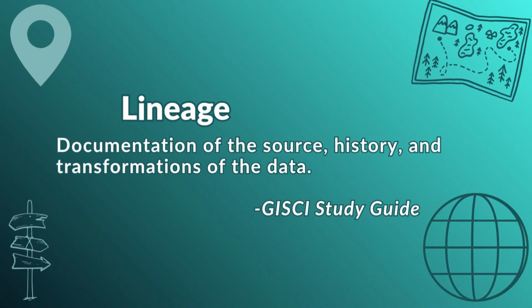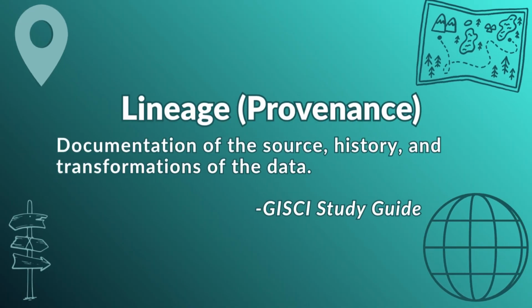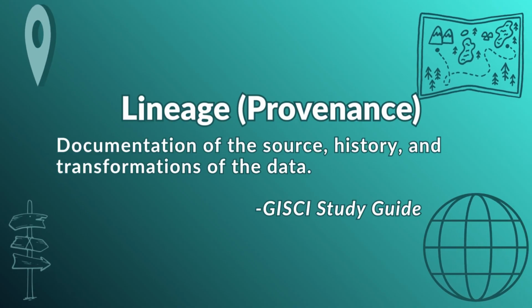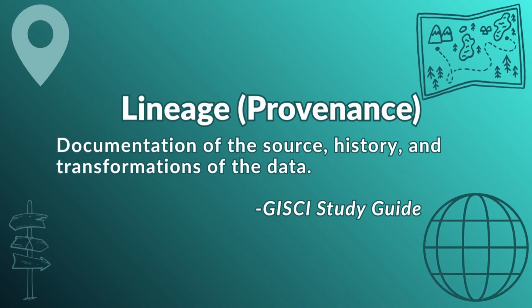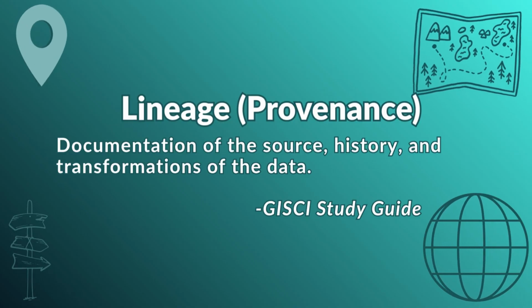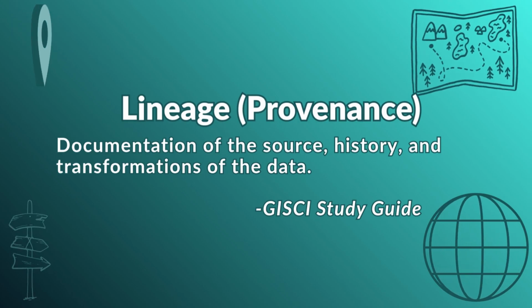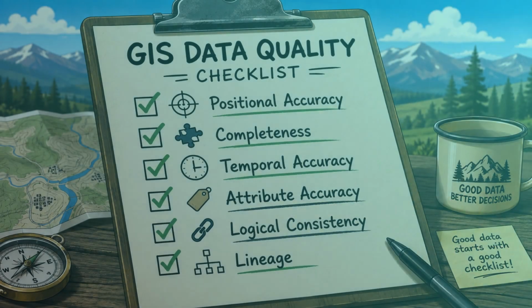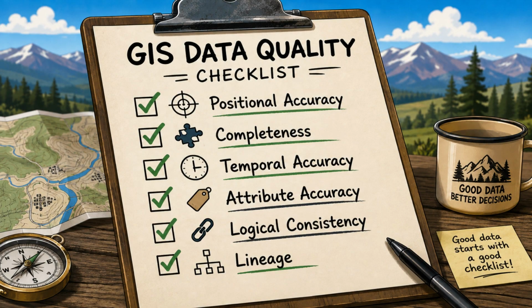Precisely. And wrapping all of these dimensions together is another vital concept, which is lineage or provenance. Lineage is the metadata documenting the source, the history, and the transformations of the data. Ah, so it tells you if a county boundary was surveyed by a professional team last week using survey-grade GPS, or if it was just digitized by hand from a coffee-stained paper map back in 1998.